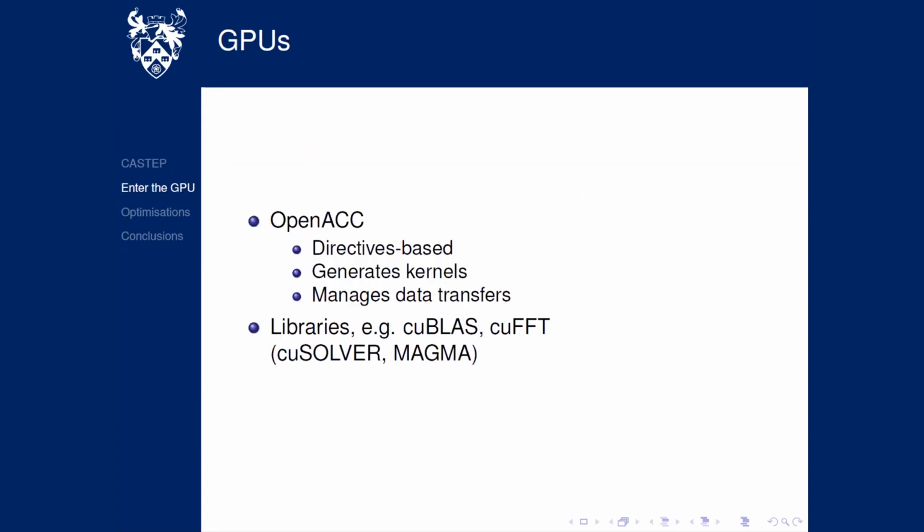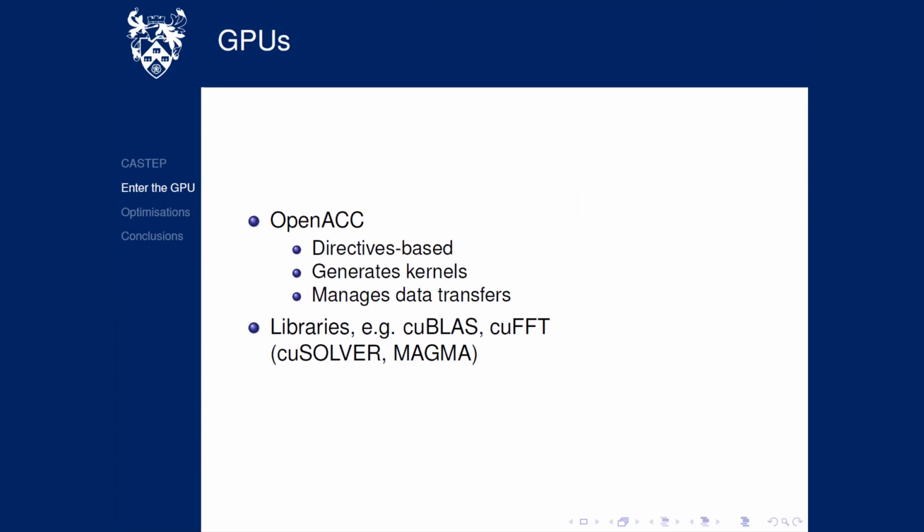Now, OpenACC is directives-based, which means that you take your source code and you basically add some lines which look like comments to your compiler, but are actually hints about the nature of the code and how you would like to use the GPU to accelerate that code.